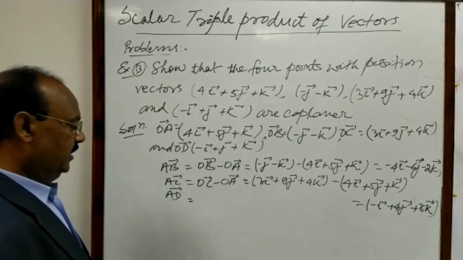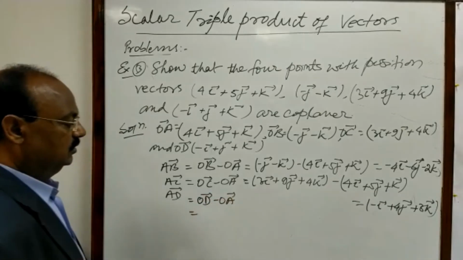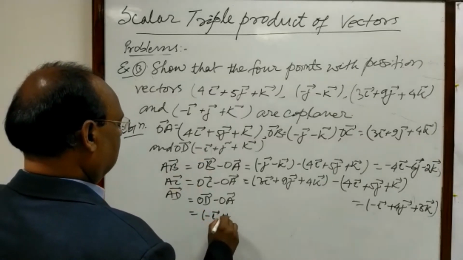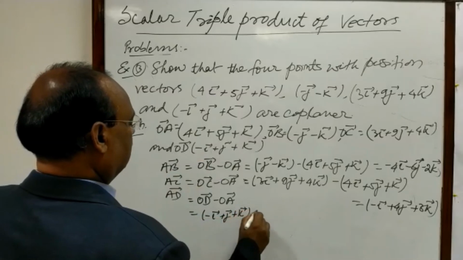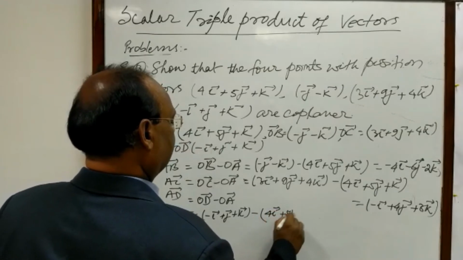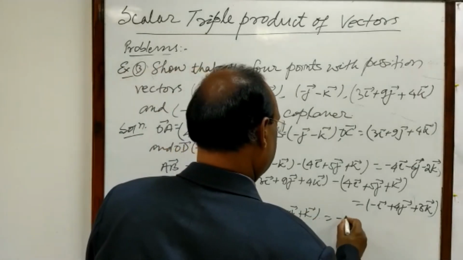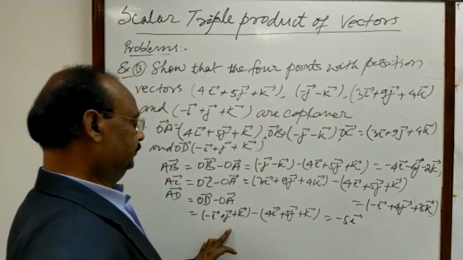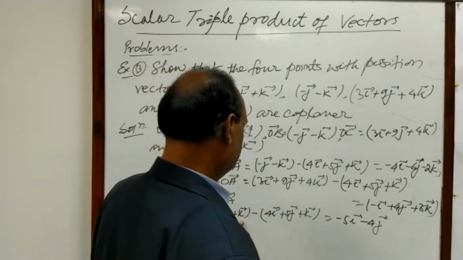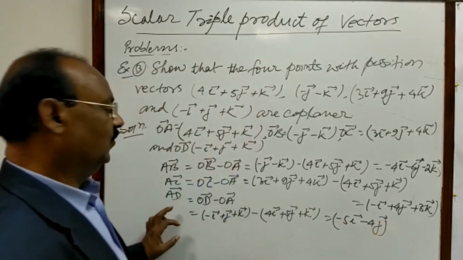Similarly, we can find AD also. This will be OD minus OA. So OD means minus i plus j plus k and minus OA. OA is 4i plus 5j plus k, and this is equal to minus 5i minus 4j and plus k minus k will be cancelled out. So this is the vector AD.